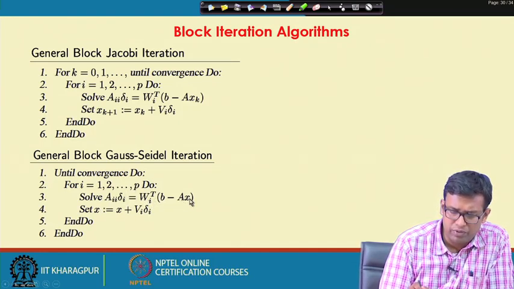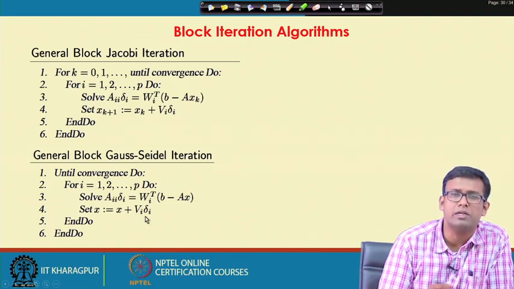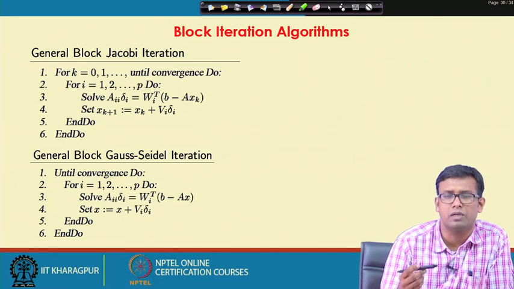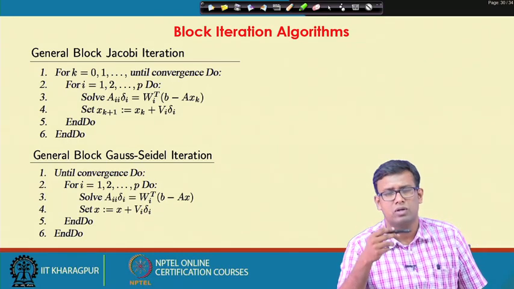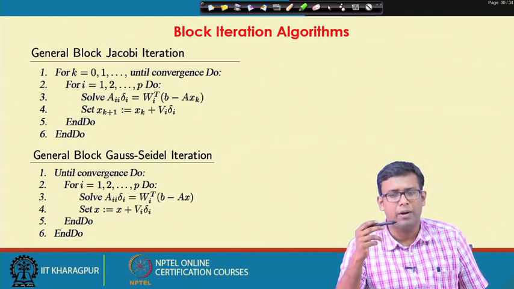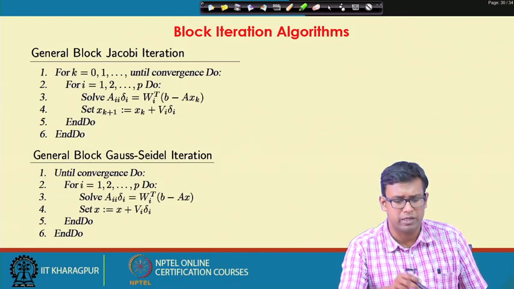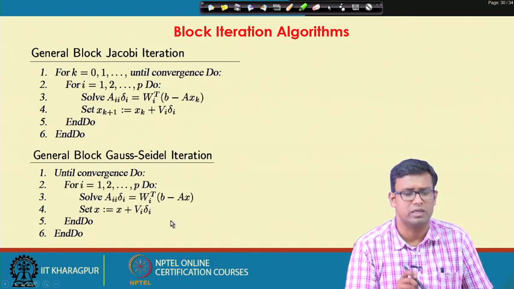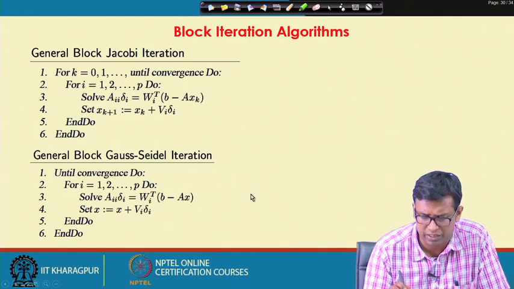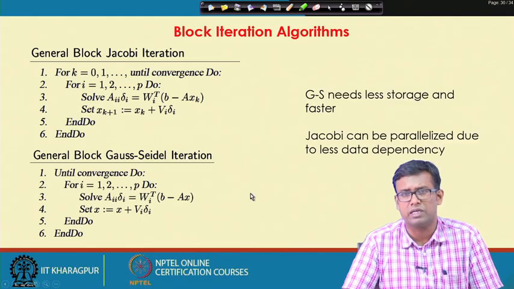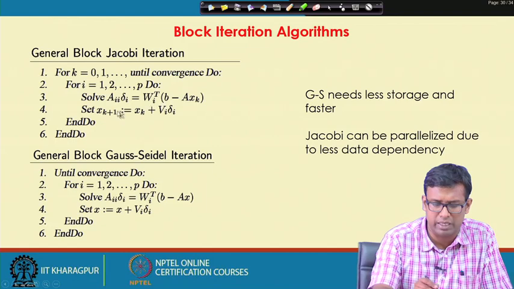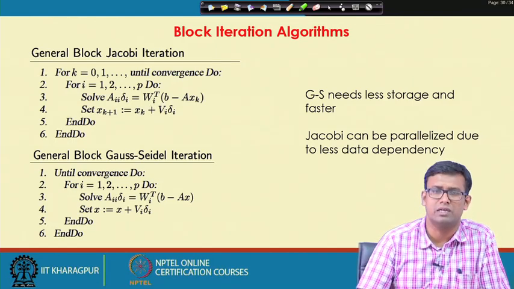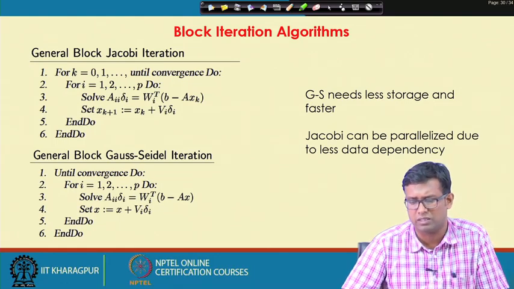However, when using this particular x, it is updated from the neighboring values. The blocks which are above this particular block will have the updated value, and the others will have the last iterative value. This is the same as Gauss-Seidel iteration. Gauss-Seidel iteration needs less storage, because we do not need to store x^(k+1) and x^k separately. It needs less storage and is also faster, because we are using the most recent value.